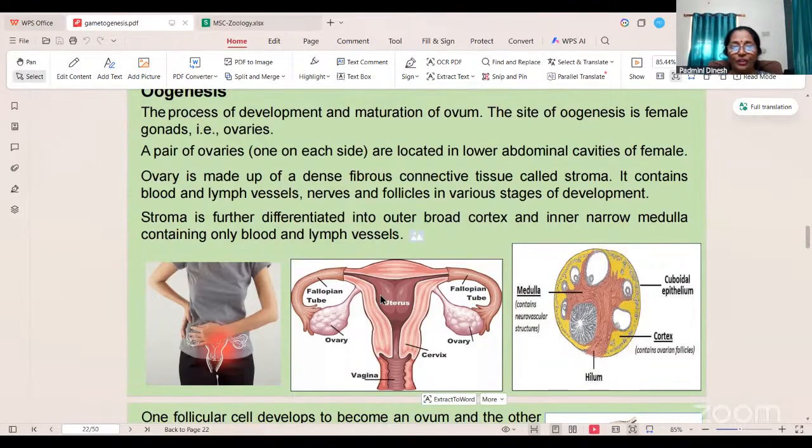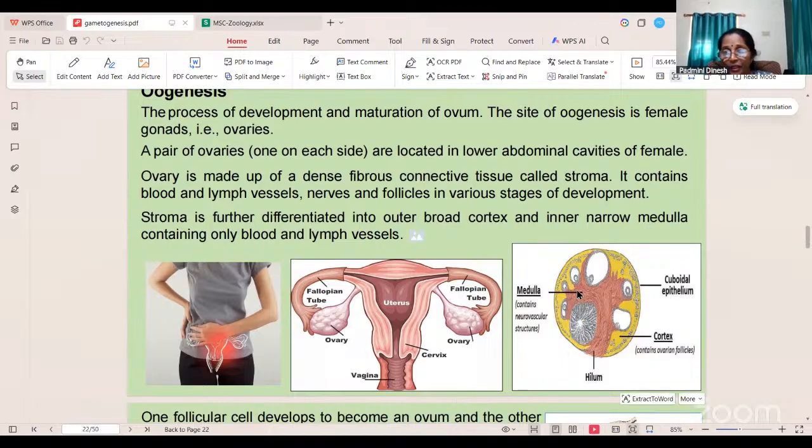And this opens into the uterus and the cervix over there. Now, the ovary is made up of fibrous connective tissue called stroma. And they also have blood vessels and lymph vessels connected. Of course, the nerves and the follicles in various stages of development.